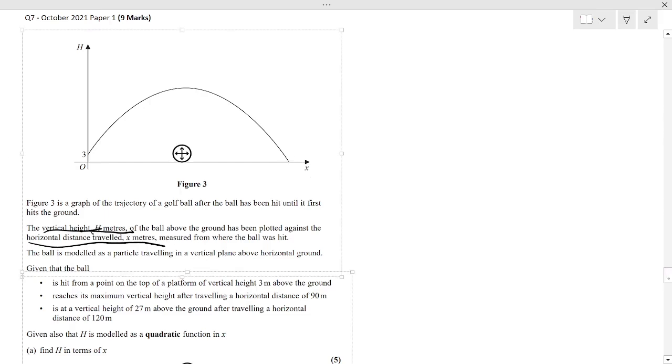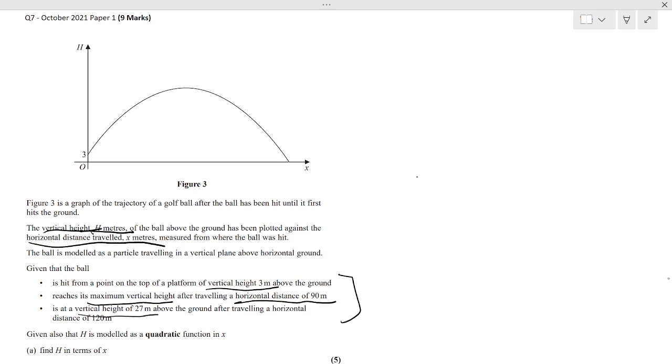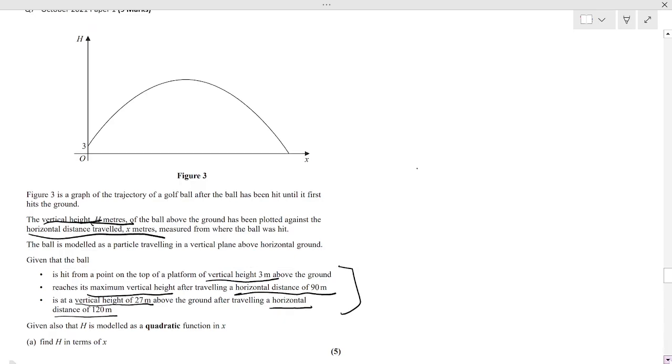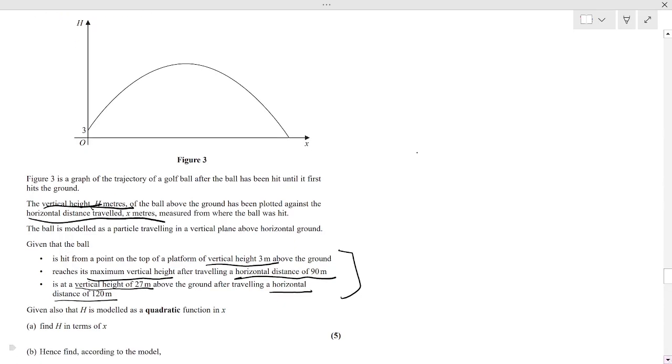So that's really the information. These bullet points here: the ball is hit from a point on top of the platform at a vertical height of 3 meters above the ground. It reaches a maximum vertical height at a horizontal distance of 90, and the vertical distance of 27 meters, the horizontal distance of 120, actually. I want to make it a tad bit clearer. There we go.